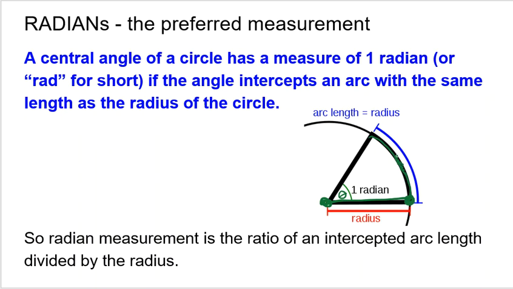and then I were to lay that piece of string out on my arc. And again, when you lay the piece of string on an arc, you kind of curve it a little bit. And where that piece of string ends is 1 full radian. So that's the definition of what a radian is.